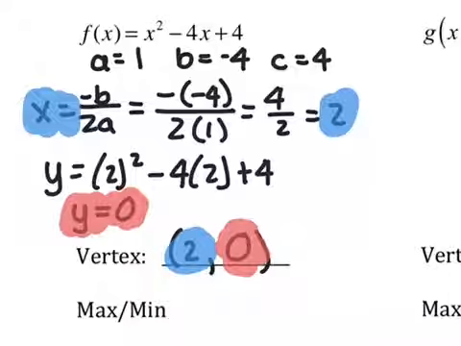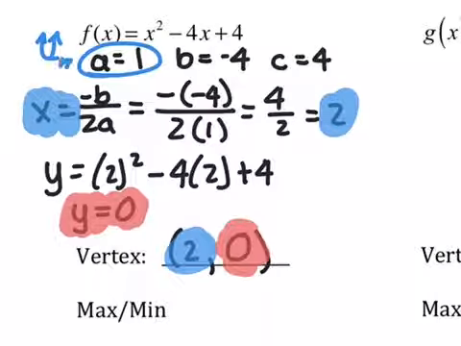And our last step for this problem is we want to know, is it a maximum or minimum? So look back up at your a value. Let's go check out our a value. It was a +1. If my a value is positive, it's going to be a minimum. So go ahead and circle min.